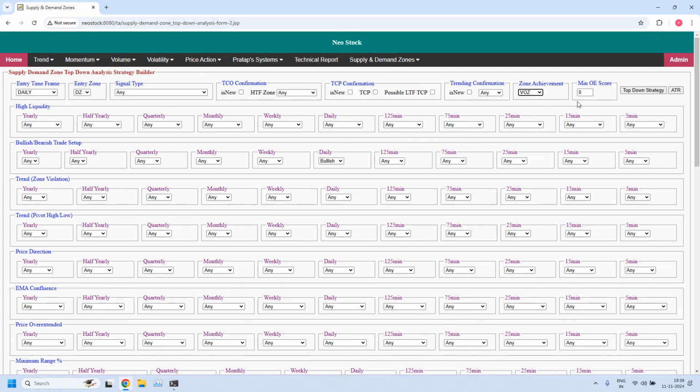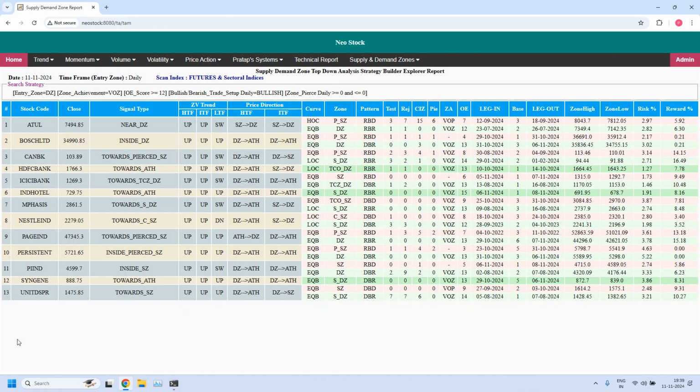Zone achievement violated opposing zone. Minimum odd enhancer score should be 12. All three filters are applied to daily demand zone. We got 13 stocks. These 13 stocks are bullish trade setup for monthly income trade. Among these 13, there could be some high probability setup stocks might be available.